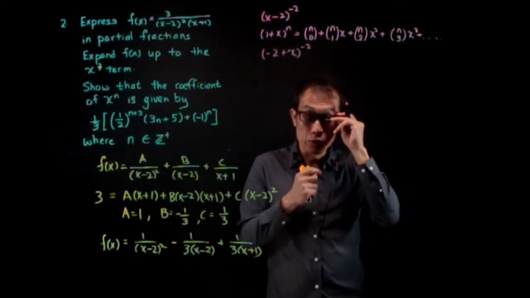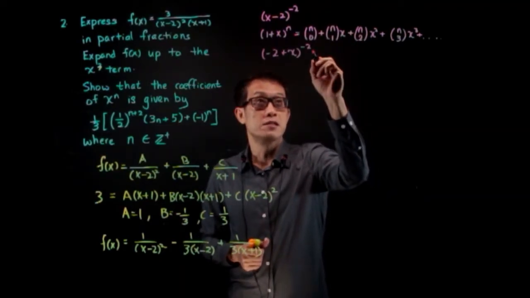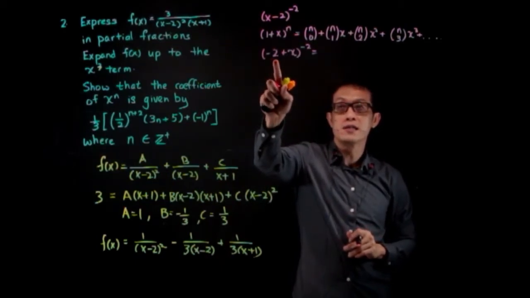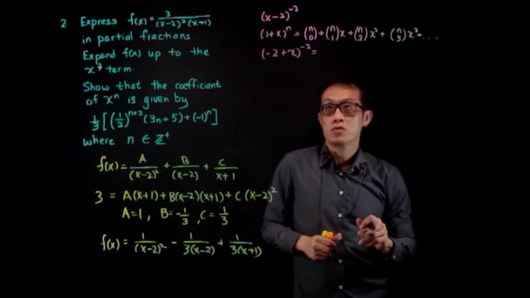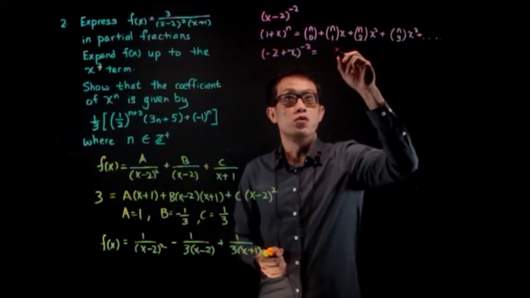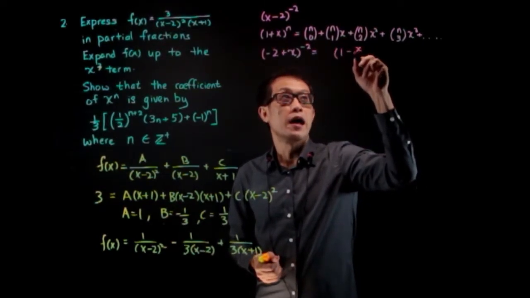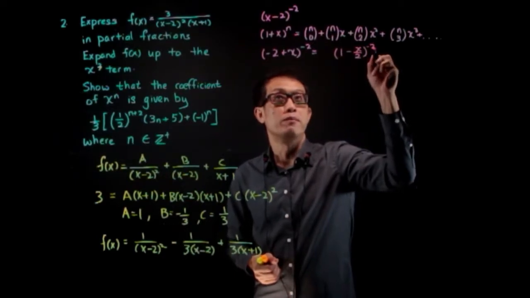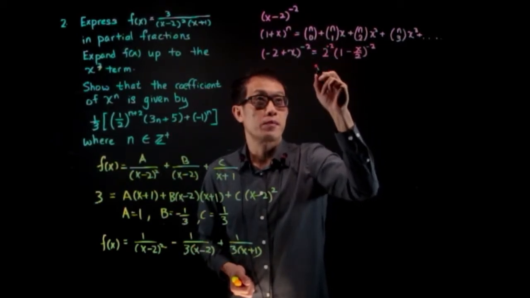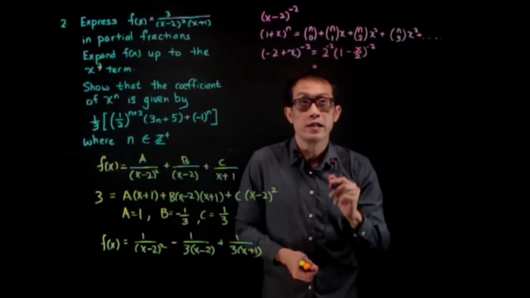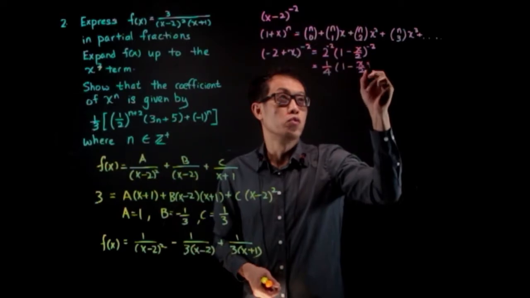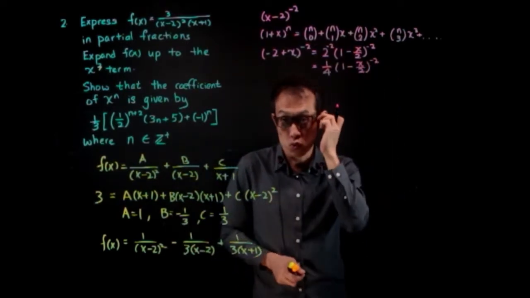Now, the other thing to take note of is, if you want to use this expansion, you must make sure this is 1. To make sure this is 1, you divide by -2 throughout. So you have (1 minus x over 2) to the power of -2. Now you take 2 to the power of -2 out. So what will you get? Over here you get 1/4 times (1 minus x over 2) to the power of -2.